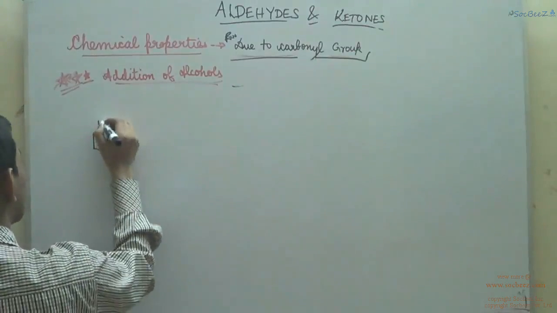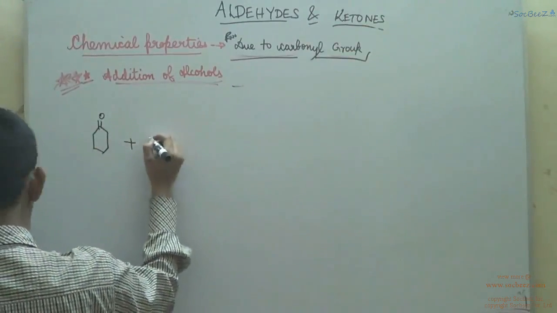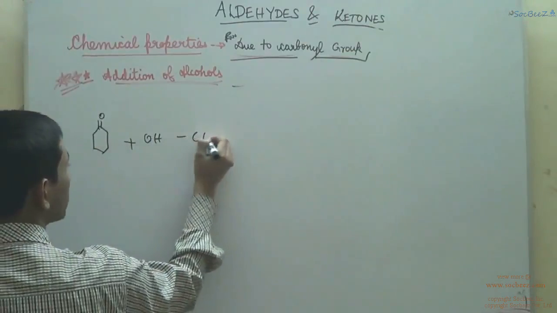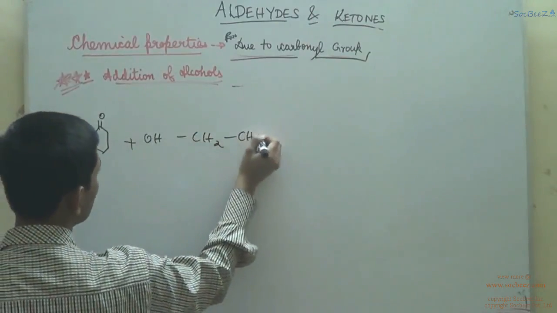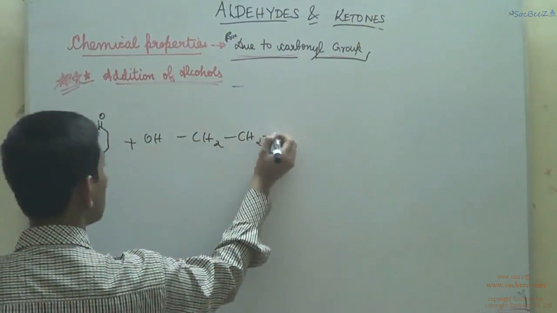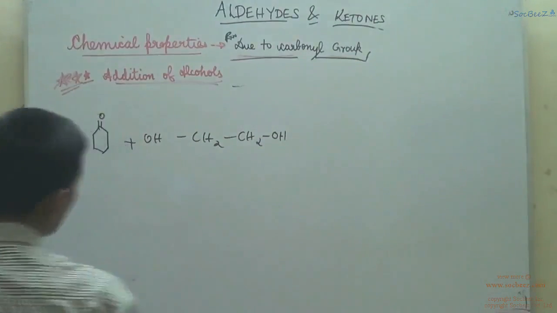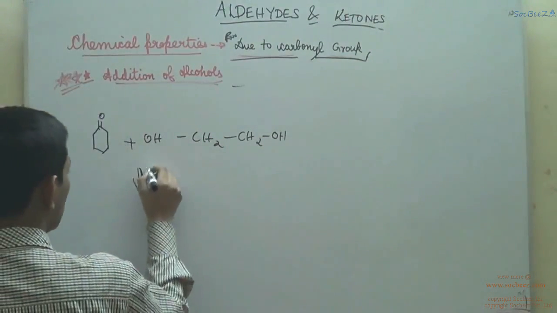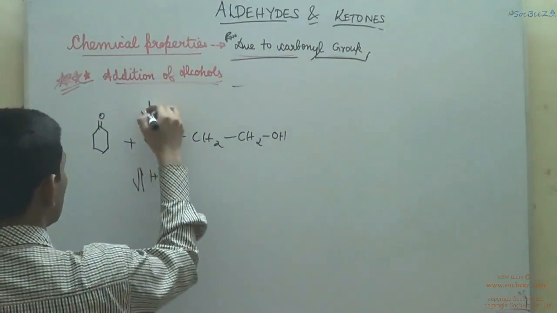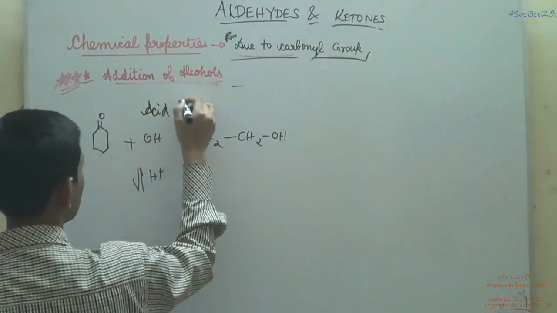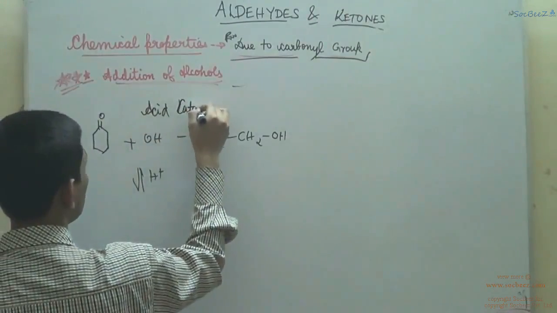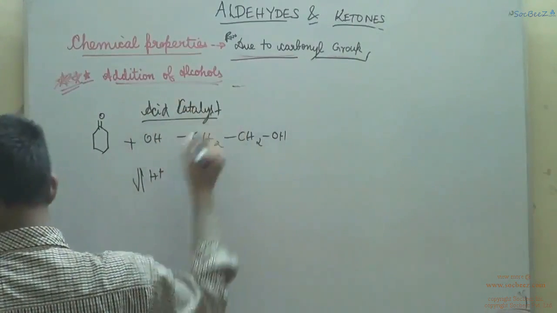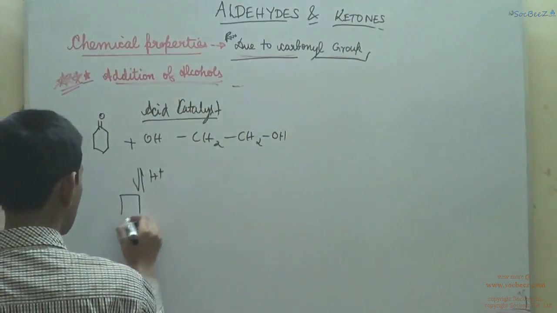Now how to get cyclic acetals and ketals? So you have a ketone and I am treating it with a diol. So for cyclic acetals and cyclic ketals, you always require a diol, and then in the presence of acidic medium, again remember acid catalyst is required because you need a ketal, not a hemiketal, and therefore you will get this.